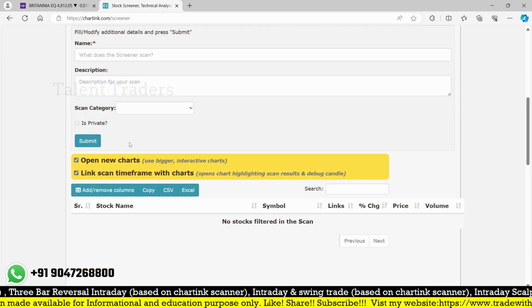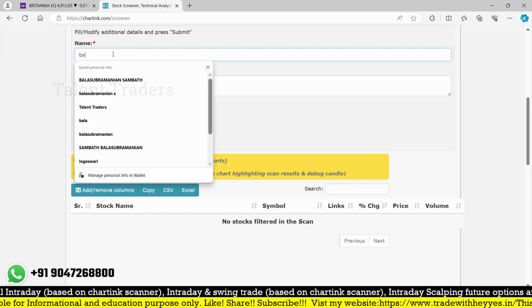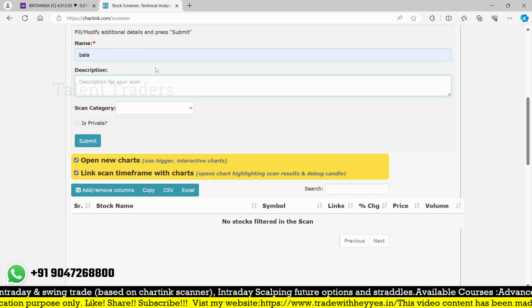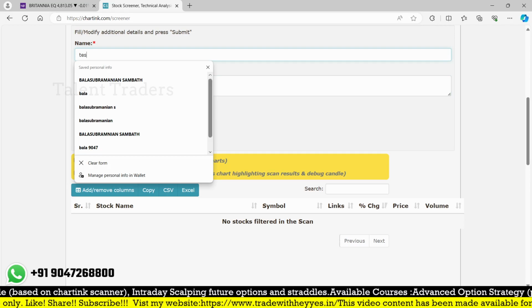Let me save the scan, and on the basis of the test it will be shared in our group. You can follow the steps to create it. Sorry, it should be a test.